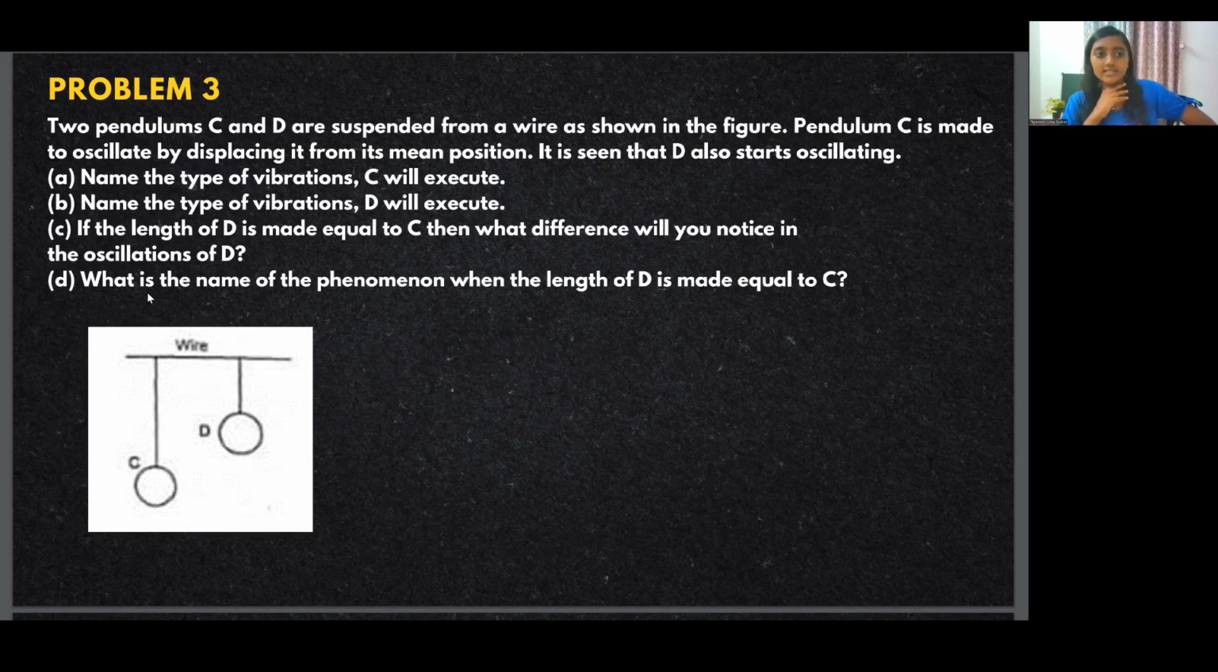Now let us go to problem number 3. Problem number 3 says, two pendulums C and D are suspended from a wire as shown in the figure. Pendulum C is made to oscillate by displacing it from its mean position. It is seen that D also starts oscillating. So now there are 4 subparts to this particular question. This is a 4-mark question.